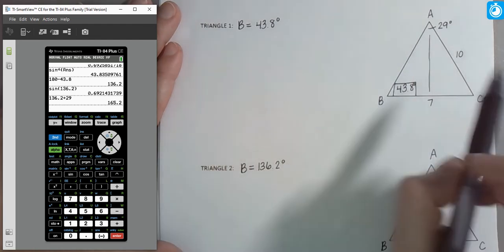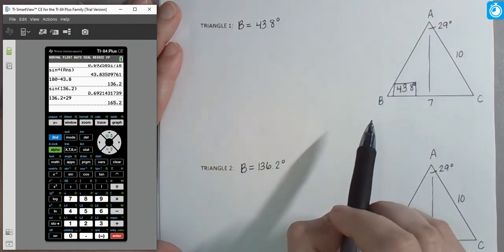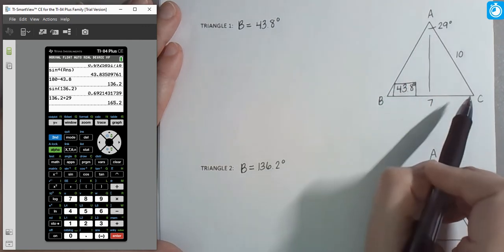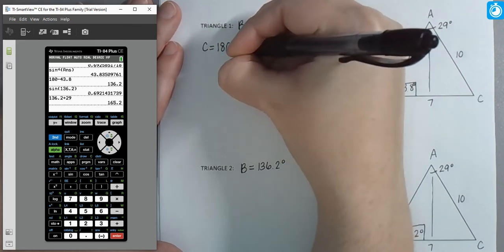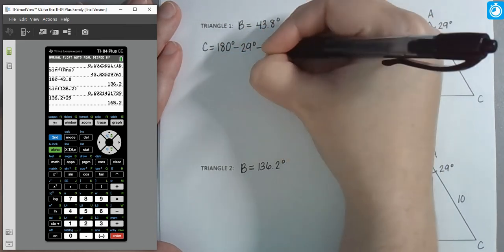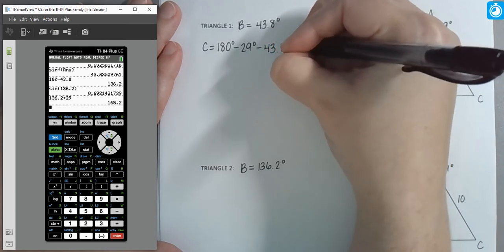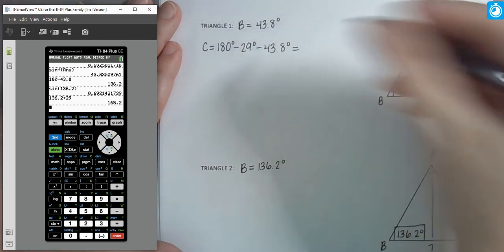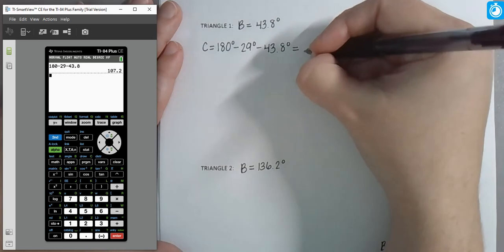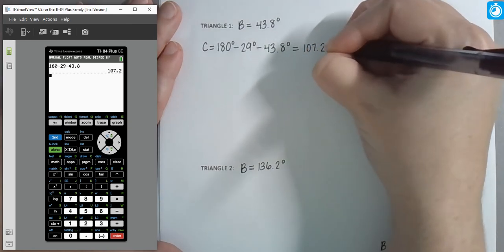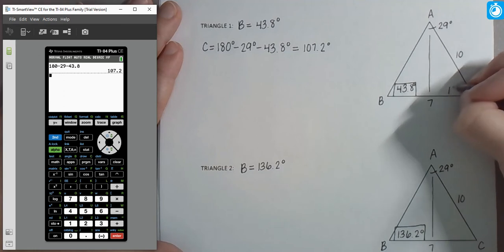What do we still need? Well, we need angle C, and we also need side C. Now, because we have two angles at this point, we can solve for C directly. So C is going to be 180 degrees minus 29 degrees minus that value of B we just found, which was 43.8 degrees. And so we evaluate that in the calculator. So 180 minus 29 minus 43.8, and that's going to give us 107.2 degrees. So that's going to be the value of C that results from this particular value of B.